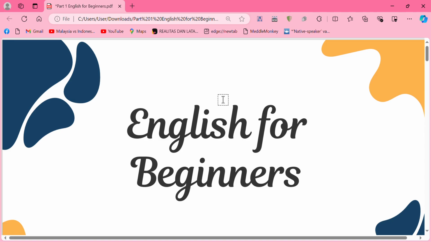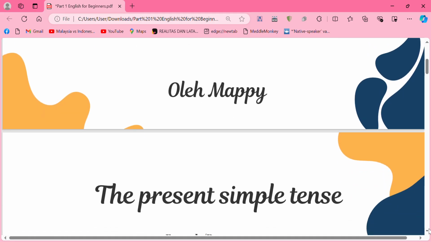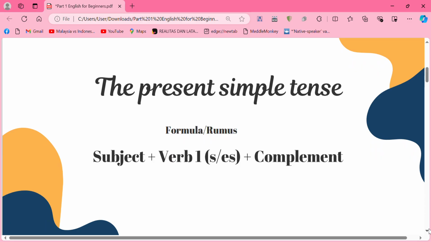I wanna teach you something that maybe English beginners didn't know: how to make a sentence with the simple present tense. Alright, let's start. As you can see, our topic today is the present simple tense.